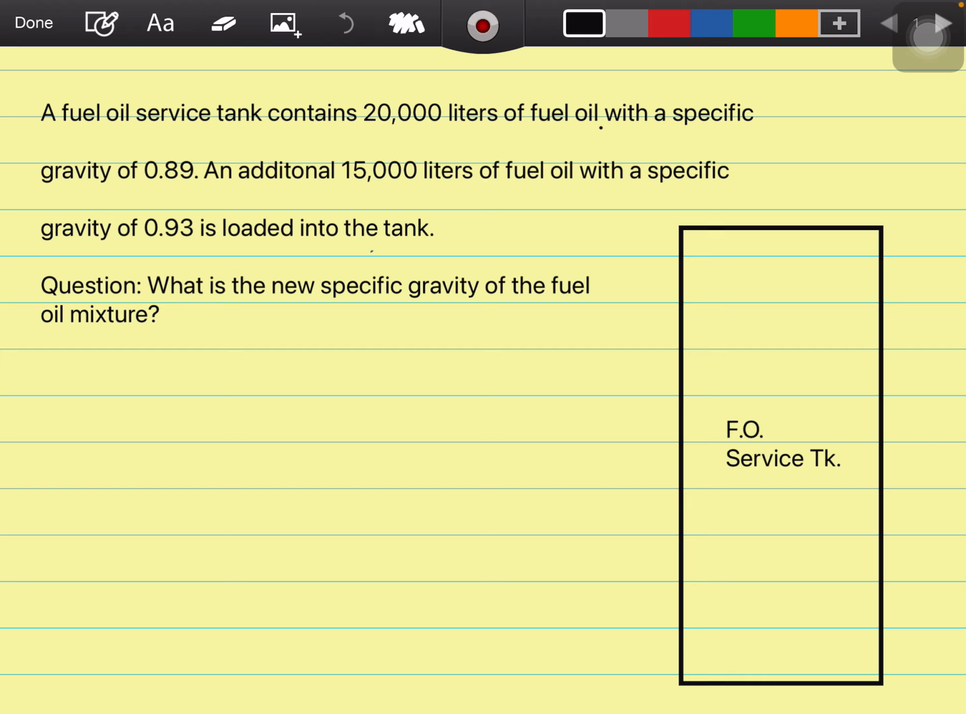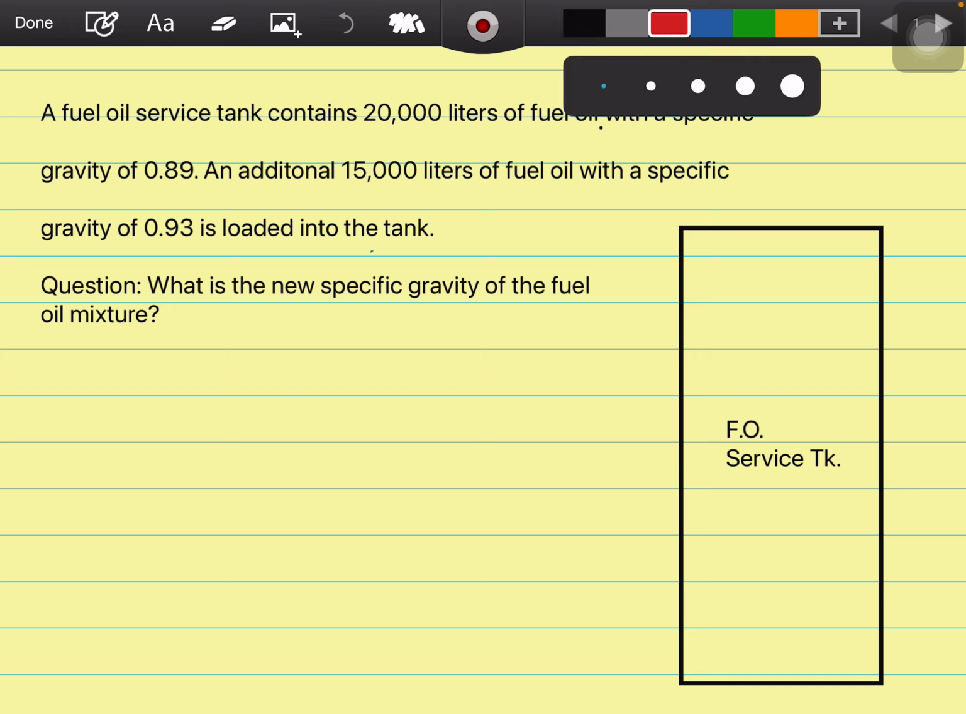Today we analyze how to compute the specific gravity of fuel. A fuel oil service tank contains 20,000 liters of fuel with a specific gravity of 0.89, and an additional 15,000 liters of fuel oil with a specific gravity of 0.93 is loaded into the tank.